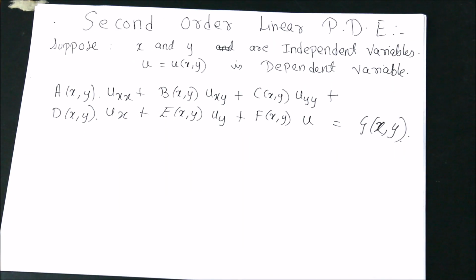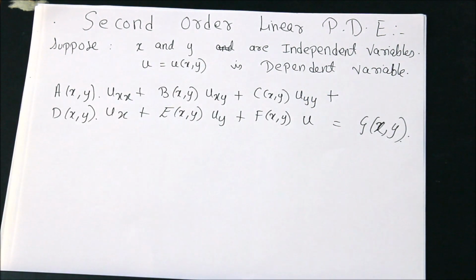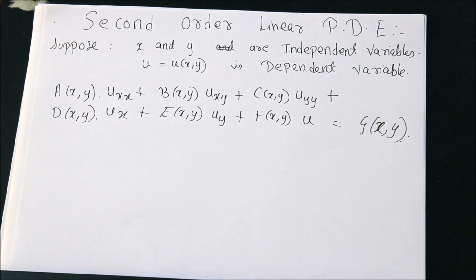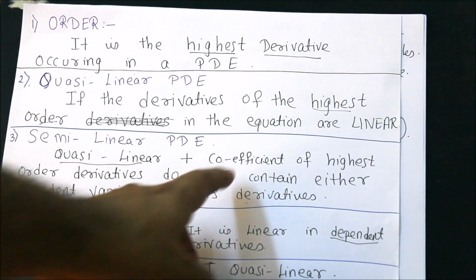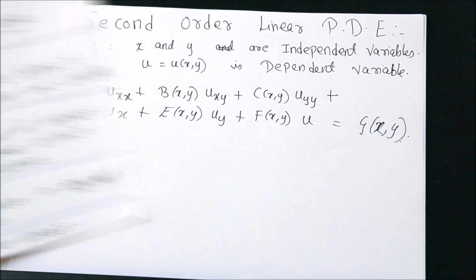So if you have such an equation, you can see it's second order. Why? Because the highest order occurring is a second order derivative. Why is it linear? Because it is quasi-linear. Why is it quasi-linear? Because the degree of the highest order is 1. It is semi-linear because it is quasi-linear, plus when you say something is semi-linear, the coefficient of the highest derivative should not contain the dependent variable or its derivative.